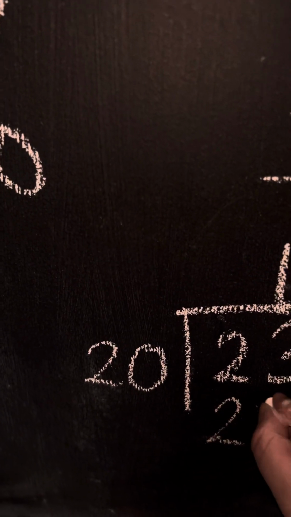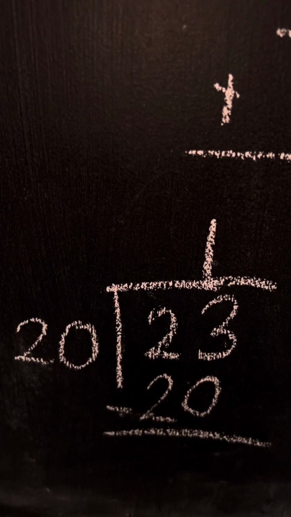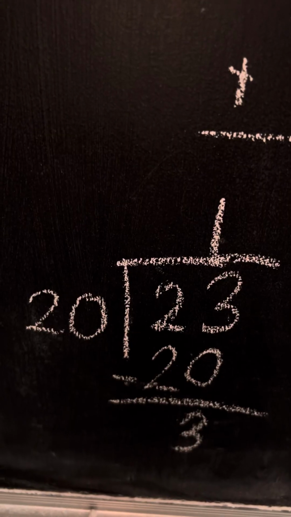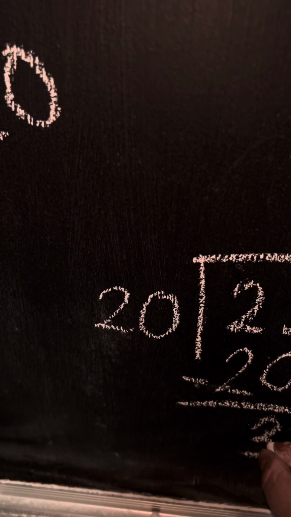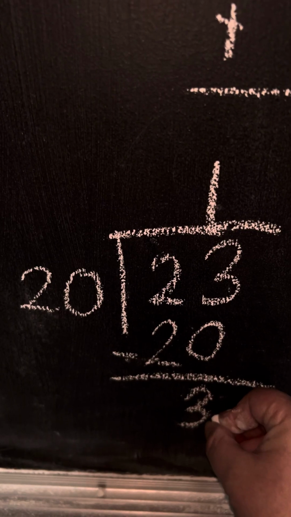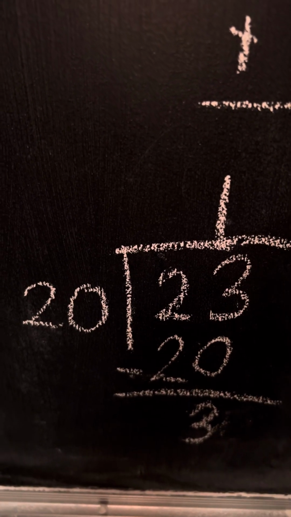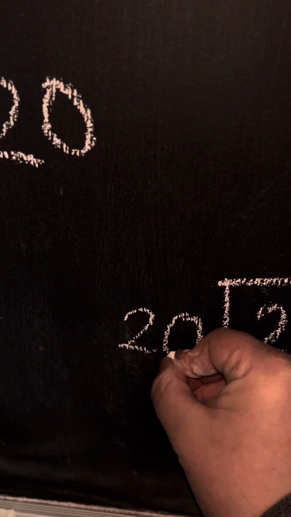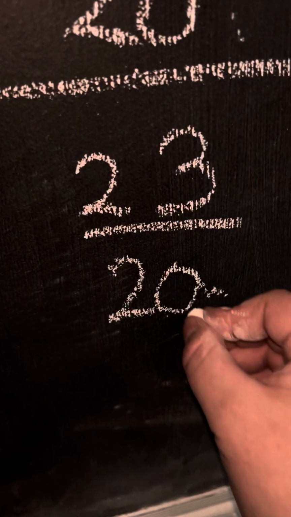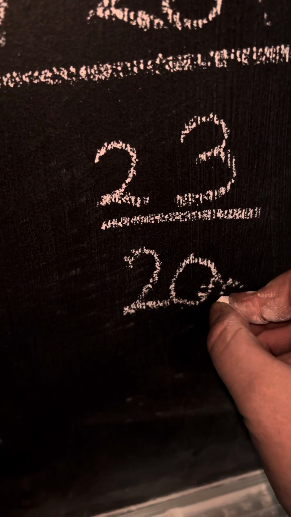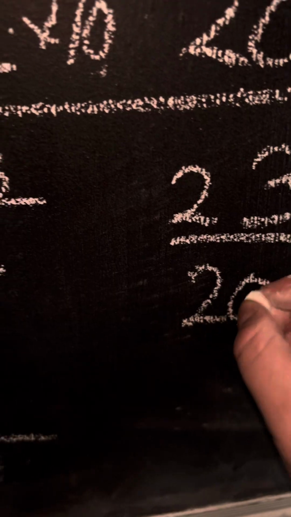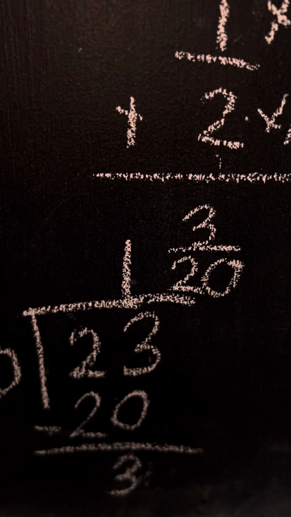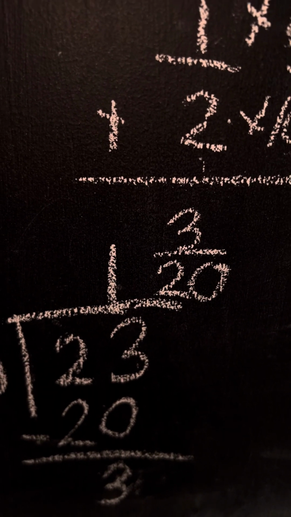1 times 20 is 20. And when we subtract, there's 3 left over. So 1 and 3 is the leftover or remainder. And we write the remainder as a fraction. So 3 becomes our numerator. And the 20 will be our denominator. See how 20 was our denominator? The 20 will always be the denominator. This denominator will stay the same. So 1 and 3/20 is our answer.